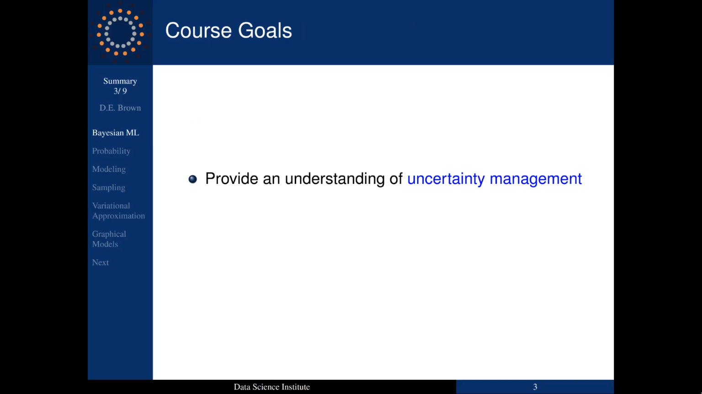So our course goals were to provide an understanding of uncertainty management, this key part of what probabilistic reasoning brings to machine learning. We were also interested in developing skills in probabilistic modeling. Probabilistic thinking is not something that comes as part of our intuition. We need to develop it. And the work in this course was designed to provide an opportunity to develop that intuition in probabilistic thinking.